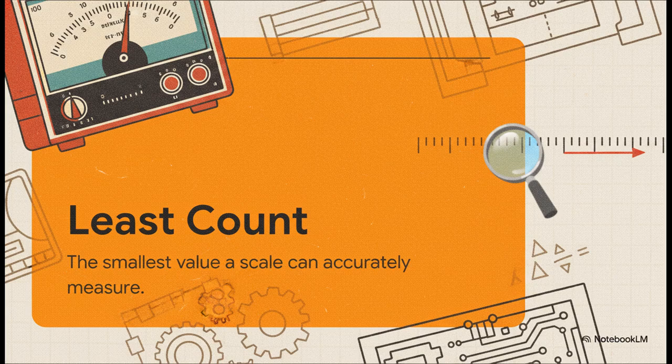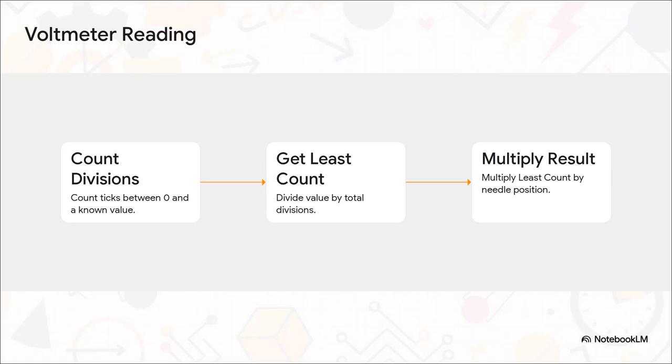Okay, let's pivot to something that frequently ruins practical exam scores, reading an analog meter. To nail this, you've got to understand the least count. That's really just a fancy way of saying the absolute smallest value a scale, like a voltmeter, can accurately measure. Let's walk through this step by step like a real calculation.